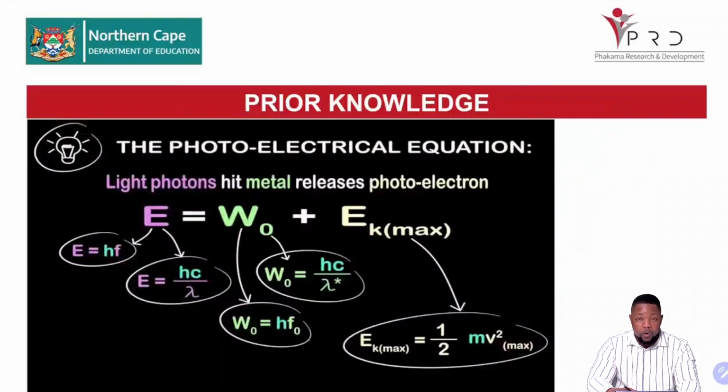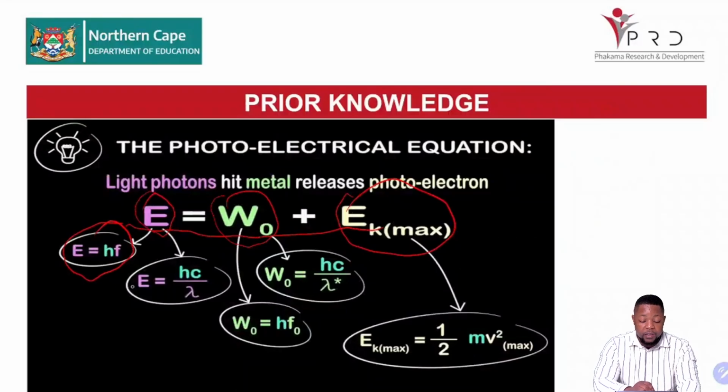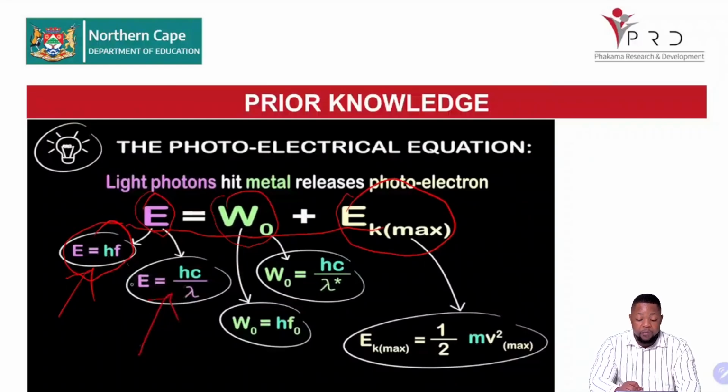Now, we go back again to the photoelectric effect equation. We remind you again, this is the energy of the photons, this is the work function, and this is the maximum kinetic energy. The formula for calculating energy, if frequency is given, is obtained here. The formula for calculating the energy, if wavelength is given, is found there. The two formulas are the same formula.